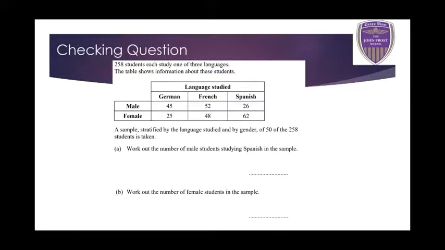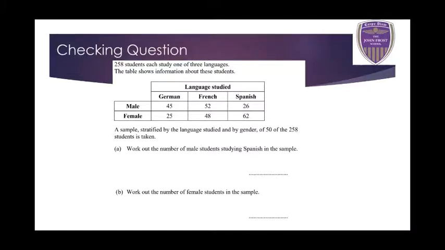So 258 students each study one of the 3 languages. The table shows information about these students. So we're told there's boys and there's girls, and there's German, French, or Spanish they study. A sample stratified by the language studied and by gender of 50 of the students is taken. So very oddly worded, a stratified sample of 50 pupils is taken. Okay, and it takes into account their gender and the language they study.